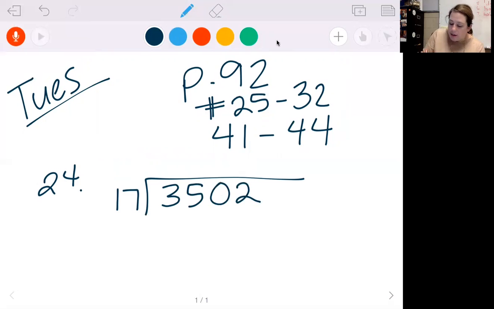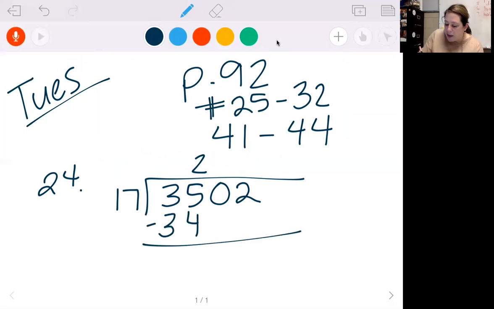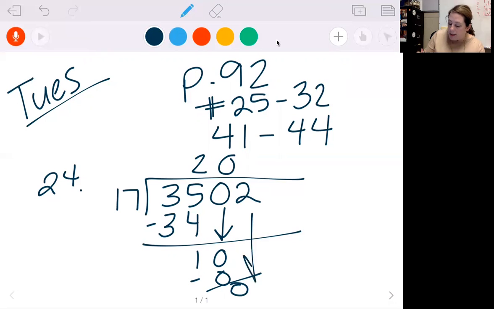17 goes into 35 2 times. 17 times 2 is 34. 35 minus 34 is 1. Bring down the 0. 17 goes into 10 0 times. 17 times 0 is 0. 10 minus 0 is 0. I'm sorry. Whoop, let's back up. 0 minus 0 is 0. Sorry. Then bring down the 2.